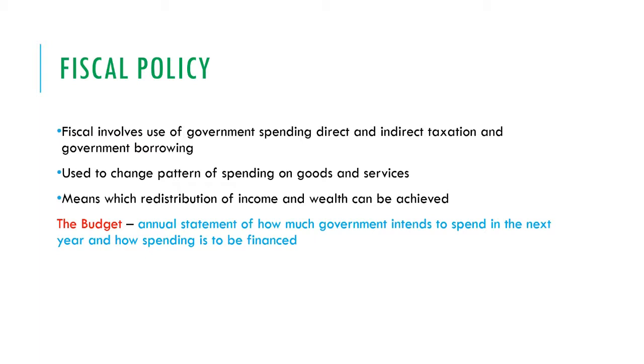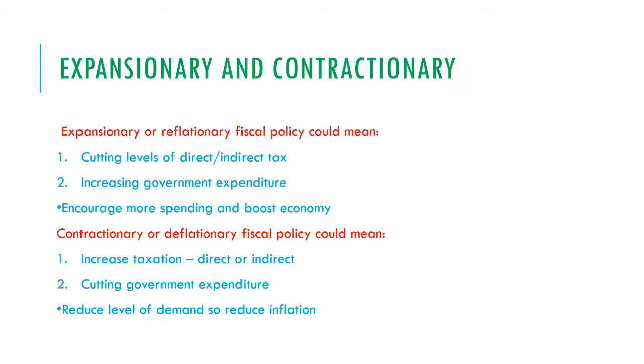So the fiscal policy then involves the use of government spending, using direct and indirect taxation and government borrowing. It's used to change the pattern of spending on goods and services, and it's a means by which redistribution of income and wealth can be achieved. Again, go watch your taxation videos for all the different forms of tax, because you'll probably be able to tie this in if you're asked a fiscal policy question. The budget is an annual statement of how much the government intends to spend in the next year and how spending is to be financed.